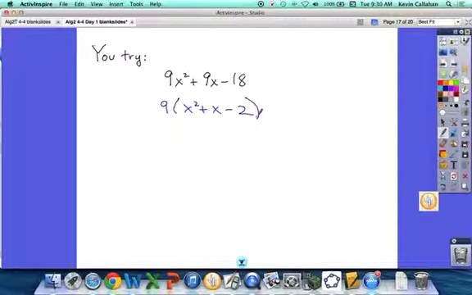I mean, what are the only factors of 2? 1 times 2, right? And one of them is negative and one of them is positive. Positive has to be the bigger of the 2, right? So you look, if this is -1 times +2, does that add up to 1? Yeah, -1 plus 2, that's it. So you can actually take this one step farther. You can say 9 times x minus 1 times x plus 2.